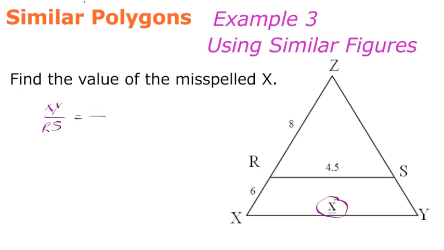In the larger triangle, I have side ZX. And in the smaller triangle, I have the side ZR. So I'm going to fill in the numbers. I'm going to caution you where you might make a mistake. XY is what we're solving for, designated by x. RS is given as 4.5.